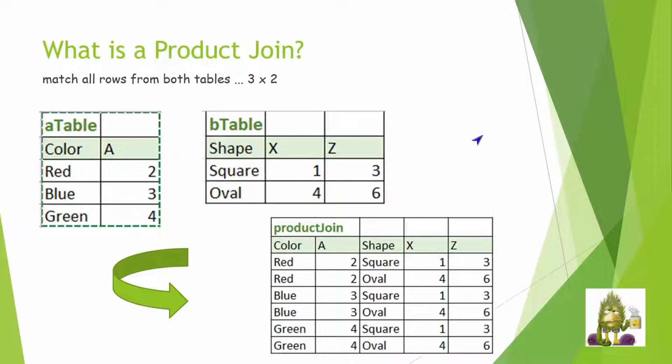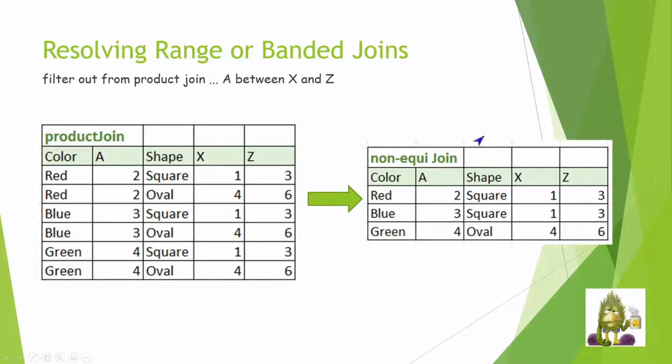So now once we have all the potential candidates, what we need to do is to resolve according to the ranges or the bands that are in there. And so now what we do is we complete this join by filtering out the records that do not have A that is between X and Z. So red becomes our square, blue becomes a square, and green becomes an oval. So we build a very large set of data, then we throw out what we don't need, which tends to be most of the table, and now we wind up with what is considered within the range or the banded categorization of these records.